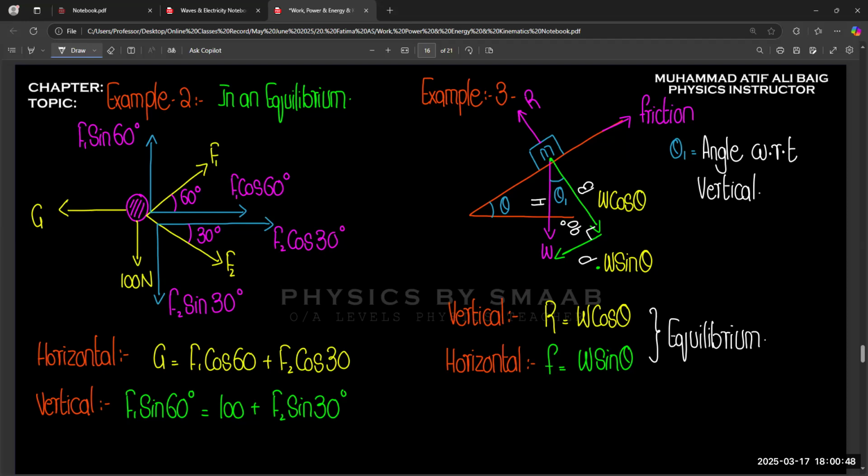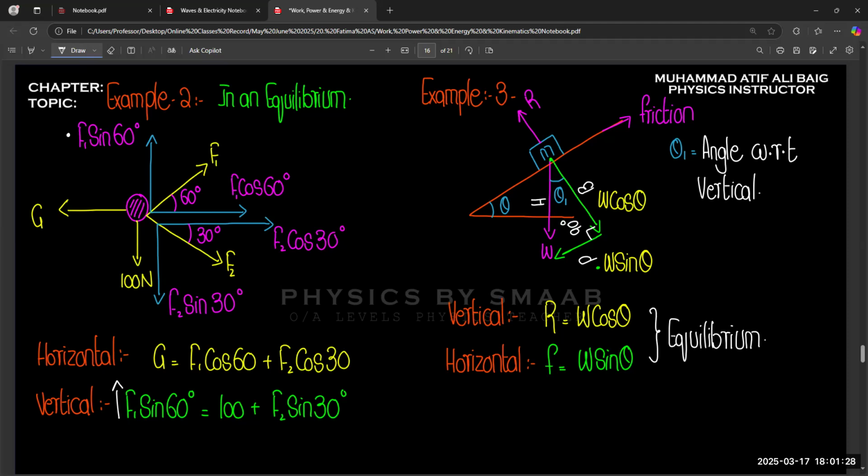Example 2, vertical part. Okay. Basically, in example number 2, we have one force acting in vertical upward direction. This one. So this force is only acting in vertical upward direction. And in downward direction, we have two forces given. Basically, you need to consider all the directions. Simple. We already marked all the forces. In vertical upward direction, we have one force, F1 sin 60. Right? This force is in upward direction. And in downward direction, we have F2 sin 30 and 100 Newton.